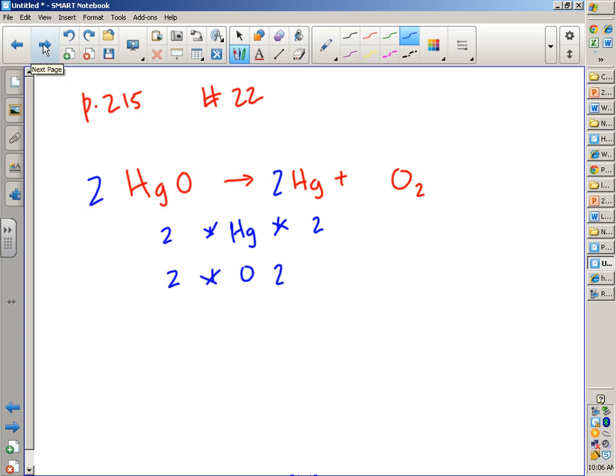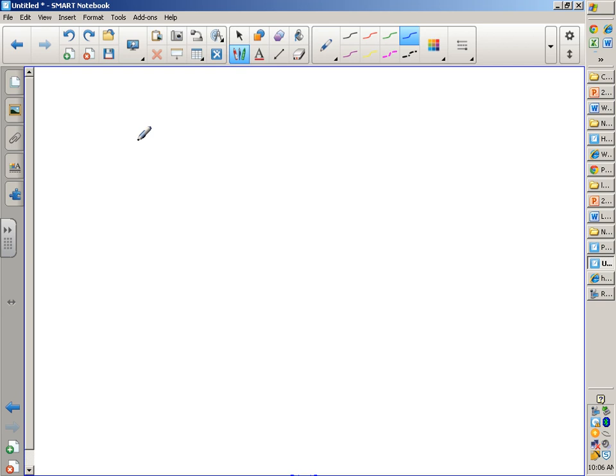All right, next. Again, page 215, but this time, number 23. Read it. Determine what your reactants are, what your products are, and come up with the equation to represent that reaction. You can talk to the person next to you if you need a little bit of guidance. So what are your reactants? What are your products?